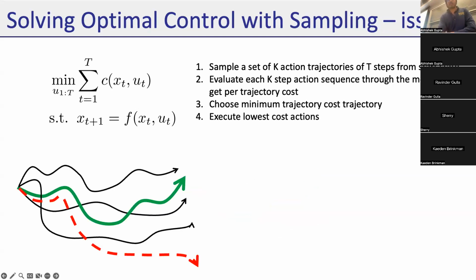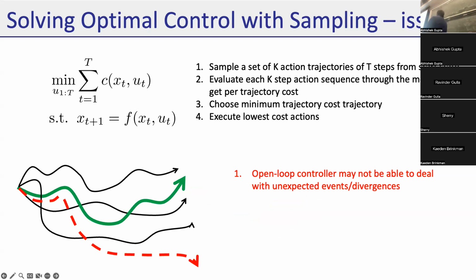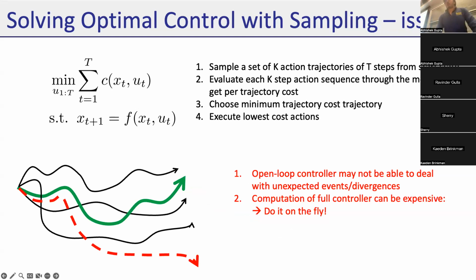So the issues here are your open loop controller may not be able to deal with unexpected events that show up or divergences from your optimal behavior. Your computation can be expensive. If you have to do computation for the whole trajectory, it can be expensive, so instead you want to do something on the fly. Your model might be wrong. We've talked about the models being wrong. So if you optimize it once and you run it, and your model is wrong, it may never succeed, because if your model is wrong a little bit at the start, it's going to accumulate a lot more in the future. And so there's a plethora of other issues which make this a terrible algorithm to run.